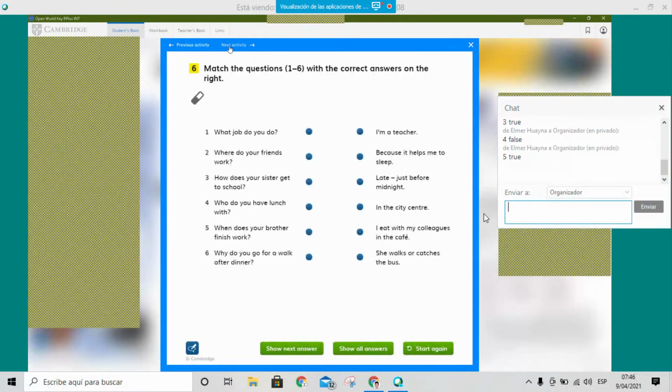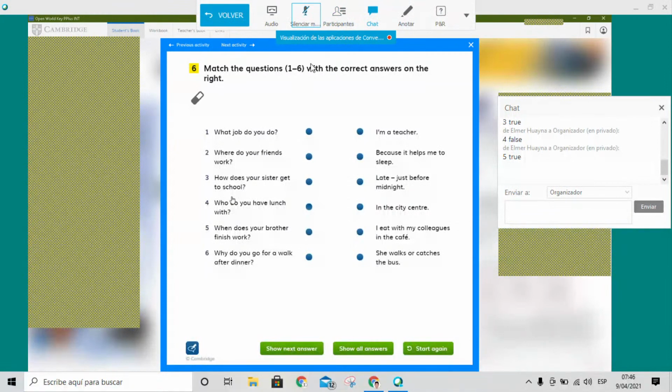Okay. What is the combination, please? Question and answer. Elmer, please. Elmer. Yes? Choose a question, number 1, 2, or 6. Okay, choose one question, please. Yeah, 6. Okay. Why do you go for a walk after dinner? What is the answer?